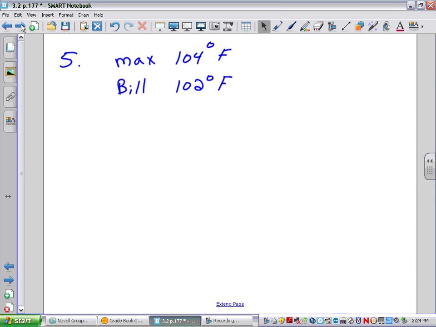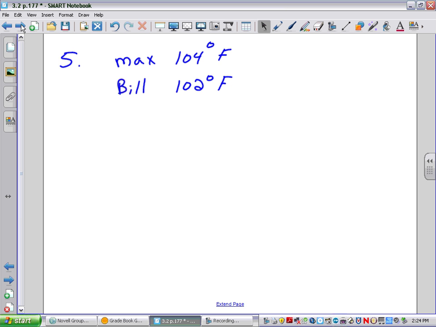I'll read it. It'd be helpful if you had your book open here to page 177. It says, a health problem. For adults, the maximum safe water temperature in a spa, which would be like a hot tub, is 104 degrees Fahrenheit. The water temperature in Bill's spa is 102 degrees Fahrenheit. The temperature is increased by T. So my variable is T. Write, solve, and graph an inequality to show the values of T for which the water temperature is still safe?